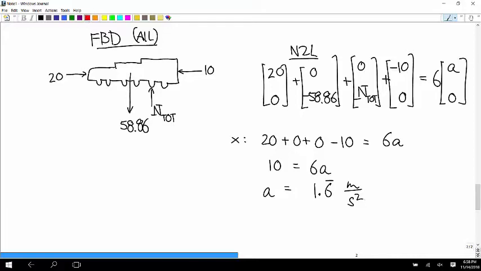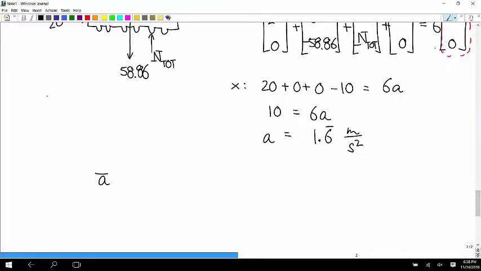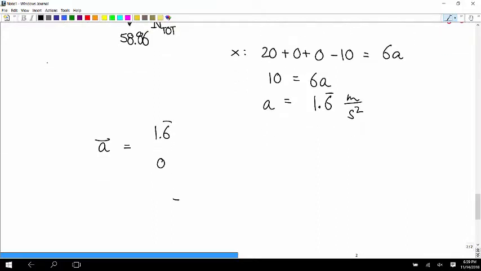And then the acceleration vector is what we get when we plug that value of a in for this vector. And so our acceleration vector for everything in our system is 1.6 repeating for x, 0 for y, meters per second squared. That's in the positive x direction, so you can also think of it as going this direction with a magnitude of 1.6 repeating.